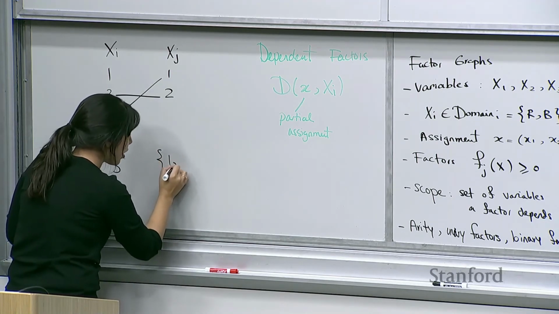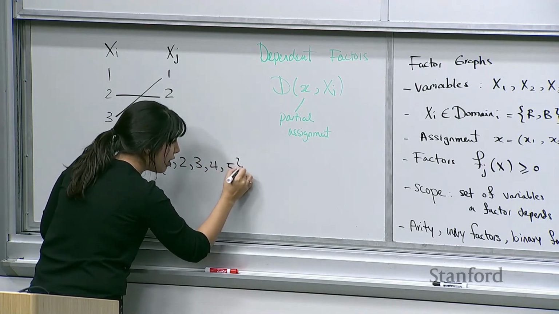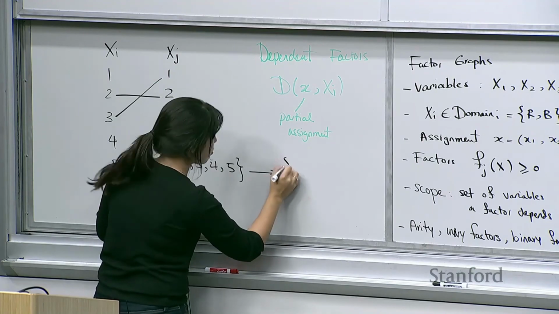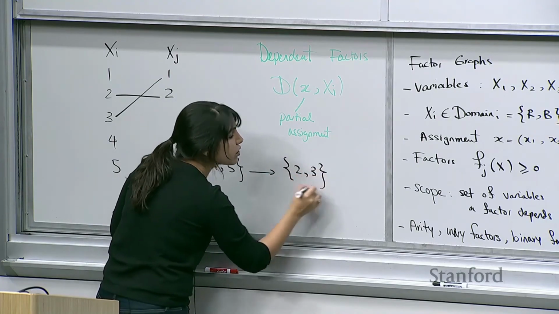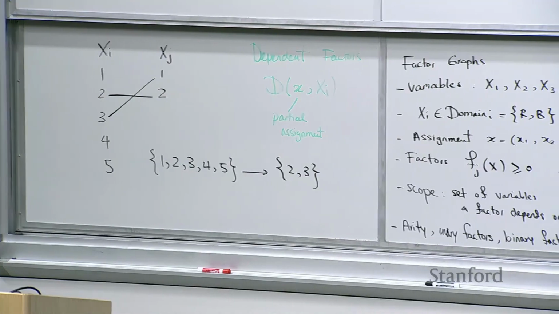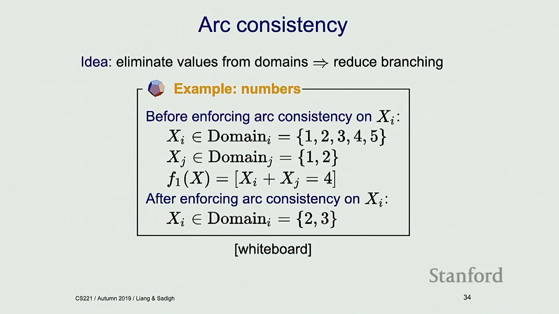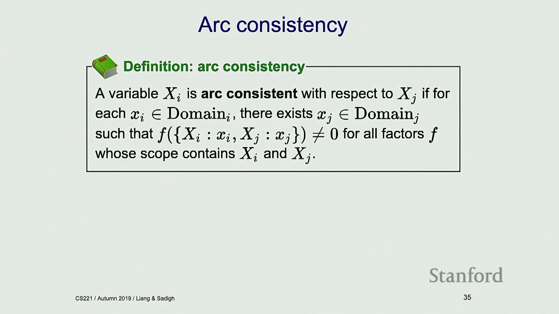So what I want to do is take the domain 1, 2, 3, 4, and 5 and reduce that to just 2 and 3, because those are the only values I should actually care about, and this constraint is enforcing that. Enforcing arc consistency basically tries to get to this smaller domain.